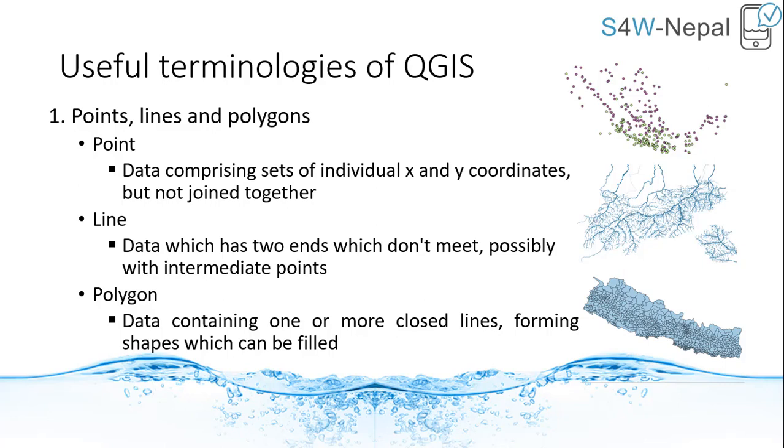Point is data comprising sets of individual x and y coordinates but are not joined together. They are used to represent hospitals, schools, etc. Line is data which has two ends but don't meet, possibly with intermediate points. They are used to represent rivers, roads, railways, etc. And polygon is data containing one or more closed lines, forming shapes which can be filled. They are used to represent administrative boundaries, land masses, etc.